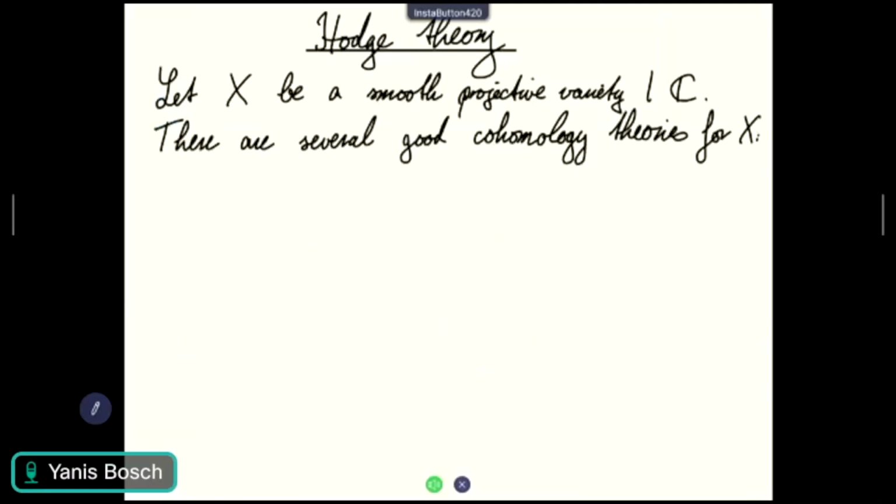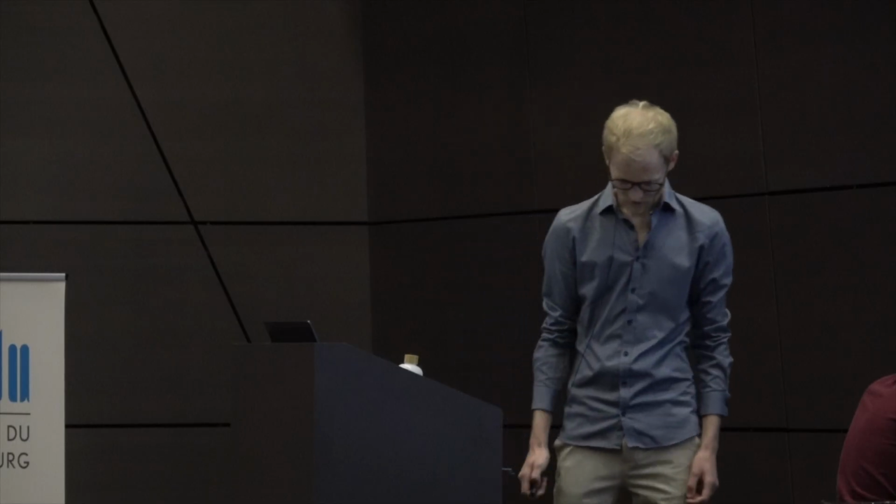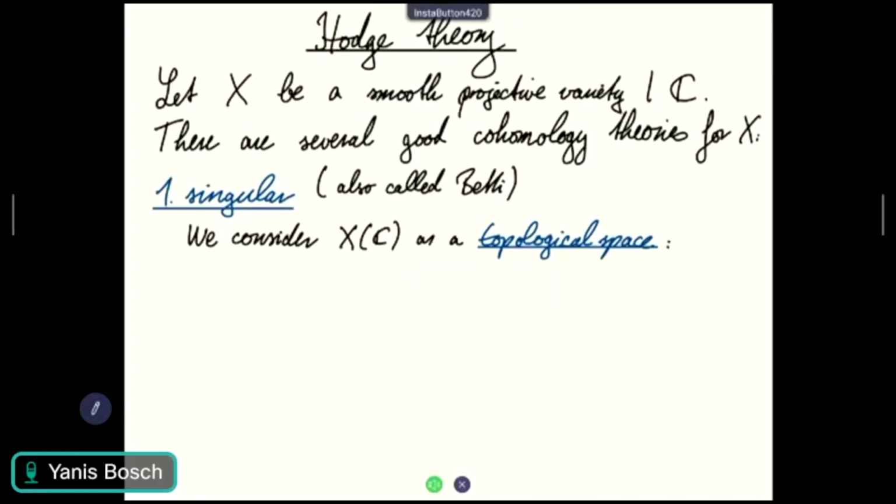Okay, so let's maybe start with, for example, if you like, the elliptic curve that was on the slide, or more generally, some smooth projective variety, which might have come from a smooth projective variety over the rationals. Then associated to these various different worlds, there are several good cohomology theories for my variety. And the first thing I could do is to simply consider the topological space, and I get singular cohomology, also called Betti cohomology in algebraic geometry.